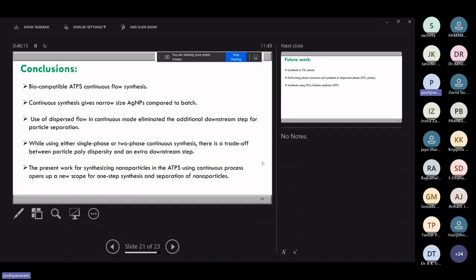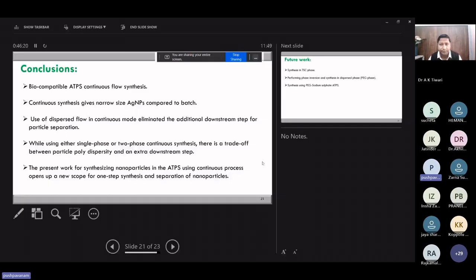So basically, my talk had two parts. The first part was focusing on hydrodynamics, which is the theme of this course, and we were looking at the aqueous two-phase systems, which have a very low surface tension. The second part talked about an application for synthesis of nanoparticles. We want to synthesize biocompatible nanoparticles, so we use the ATPS.